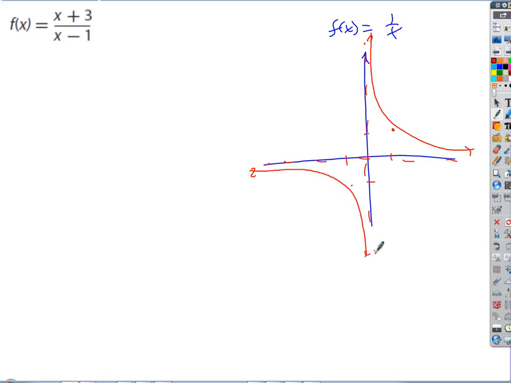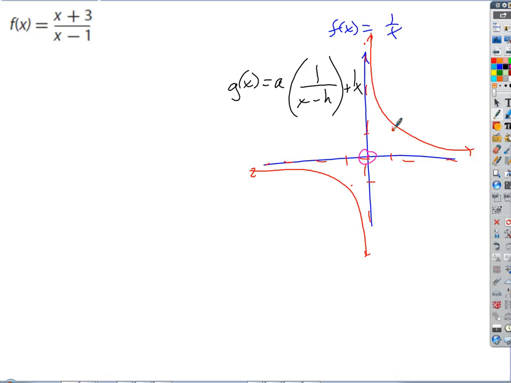So we can take a parent function like this and we can move it around. We can transform it by doing something like a times 1 over x minus h plus k, right? Where h and k end up being the coordinates of that center point where the asymptotes cross. And a tells us what we've done to this point. Normally we go over 1 and up 1. If it's negative, it means we've reflected it. If it's bigger than 1, we stretch it. If it's less than 1, we compress it, right?